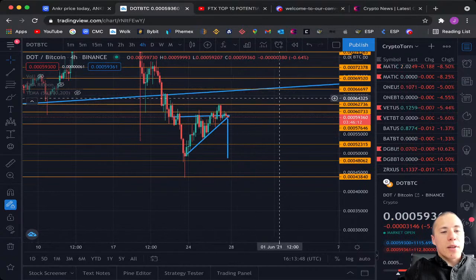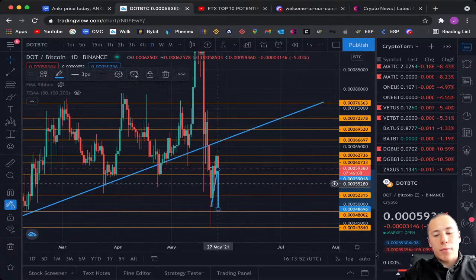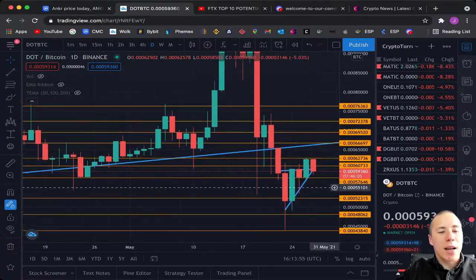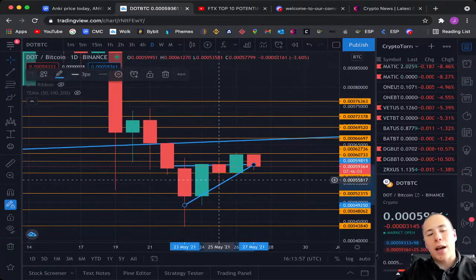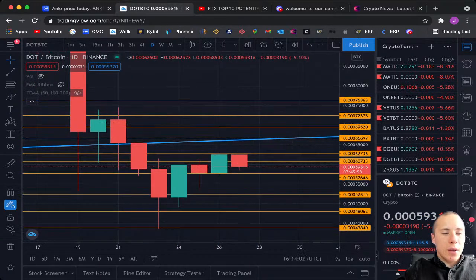Let's take a look a little bit further. So this is just how it looks right now. I will be removing these lines once I go right now to take a look at the Polkadot on the daily candles compared to Bitcoin.